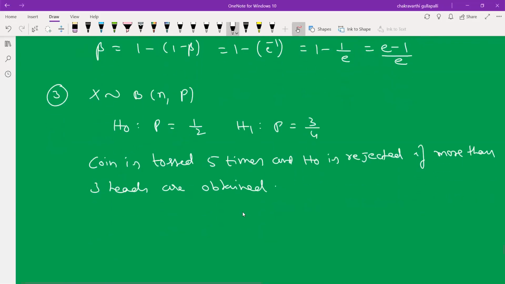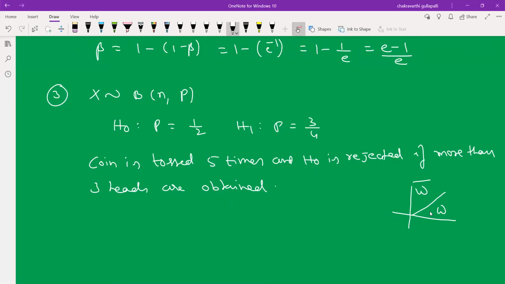How can you say that it is the critical region? A coin is tossed 5 times, H naught is rejected if more than 3 heads are obtained. The sample space is divided into two disjoint parts, dichotomous classification: this is W, this is W bar. A coin tossed 5 times gives 2 power 5, that is 32 samples. The total sample space is divided into two parts.